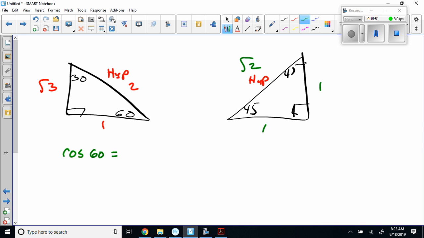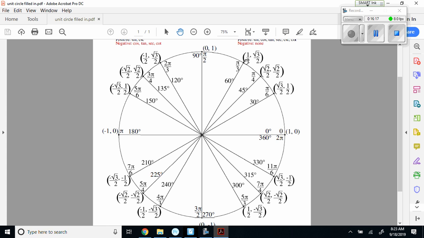60. What sides would you tell me? What is it? 1 over what? Y'all agree? Everybody agree? Okay, so let's go look at that. Cosine 60 degrees, right? And that's degrees. So let's see. That would be the x value, right? Look at that. 1 over what? 2.